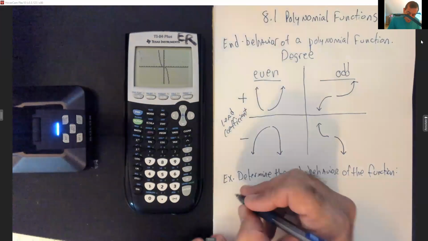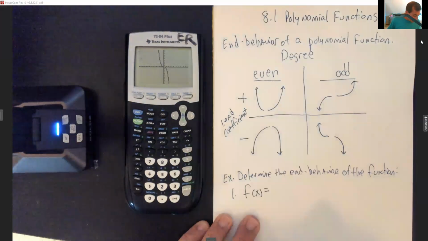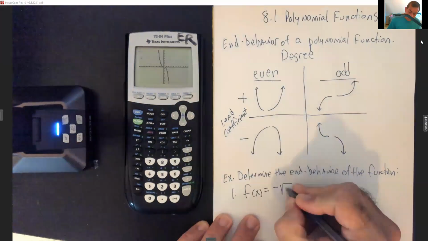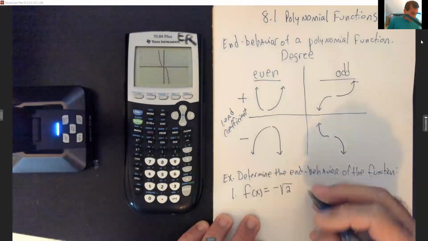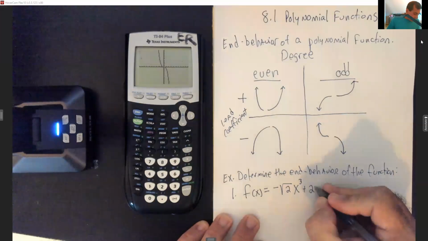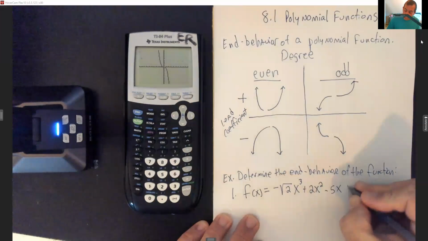So for number one, they're giving us f of x equals negative square root of 2 x to the third plus 2x squared minus 5x plus 5.